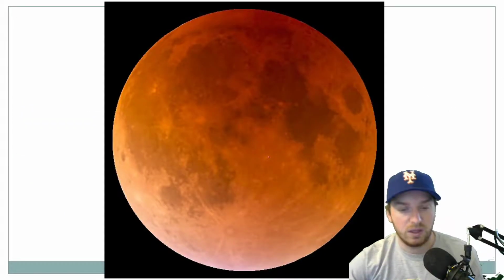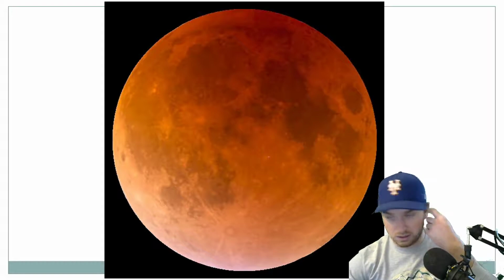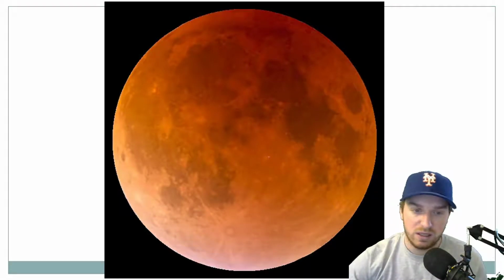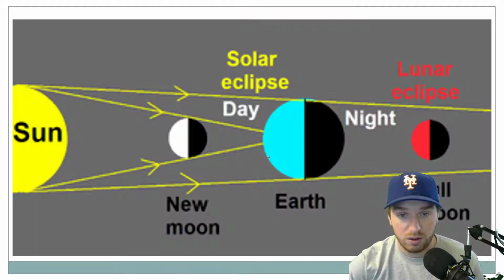And so we have something that looks like this, based off of a whole bunch of different stuff, but it can also be because of the bending of light around the Earth.